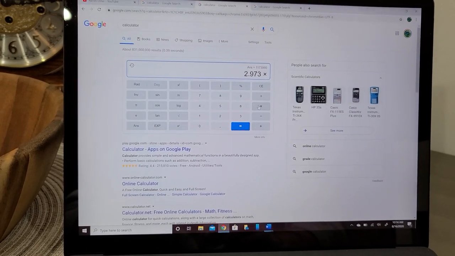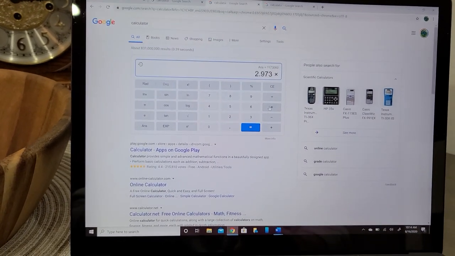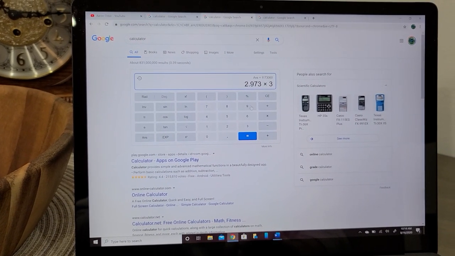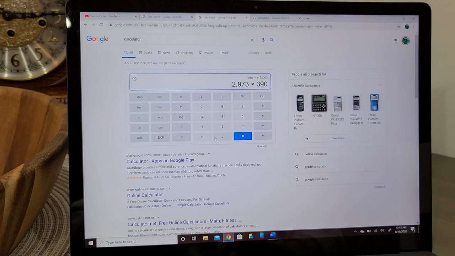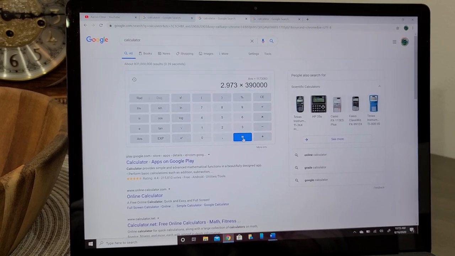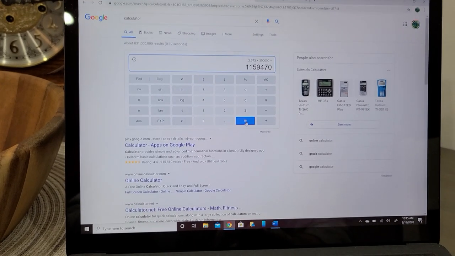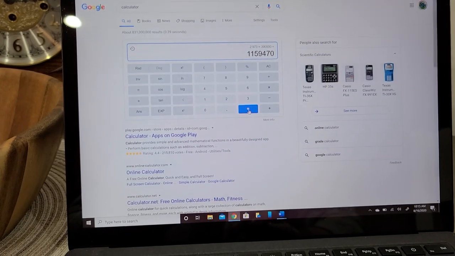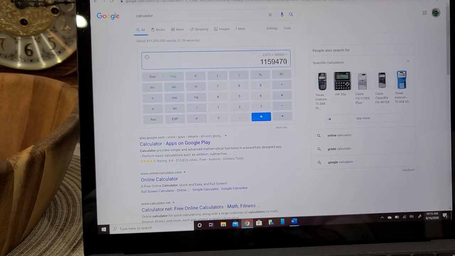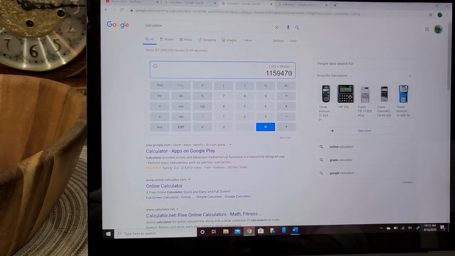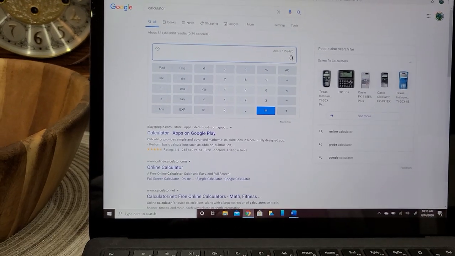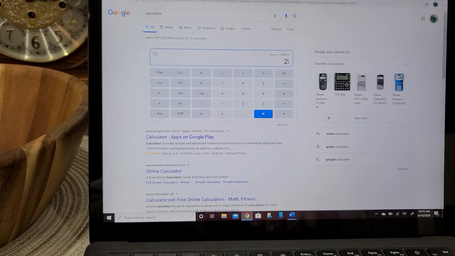Times. What did we want to times that by? We did 420 last time. Let's take that down to 390. One, two, three. There we go. Okay. That is still way over. Man, I really should have done some prep work on this. I'm sorry, guys. Let's try that one more time. Oh, it wasn't 2973. It was 2793. Jeez. I'm sorry about that, guys.